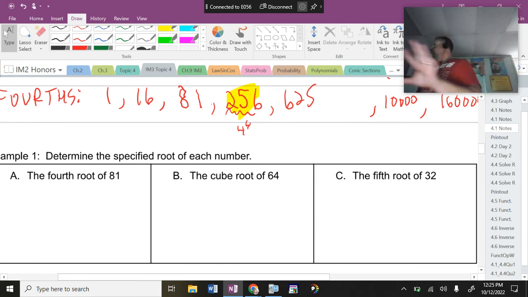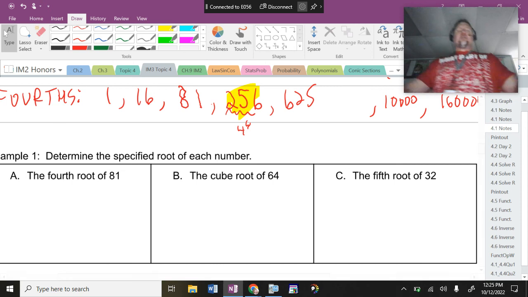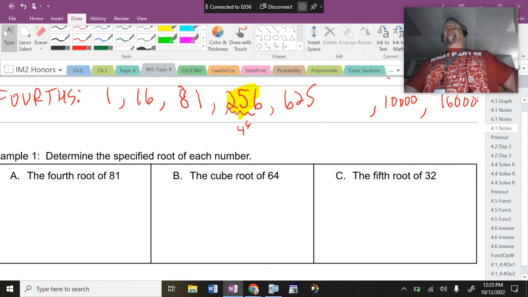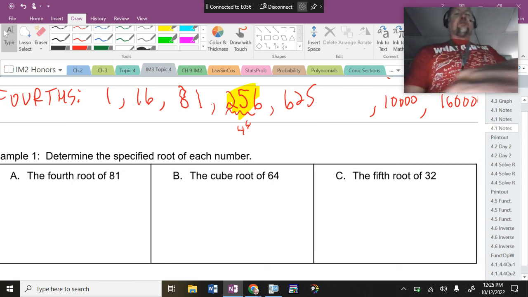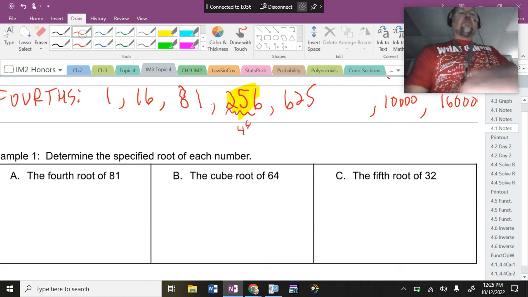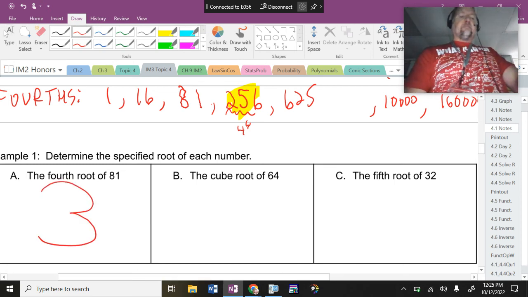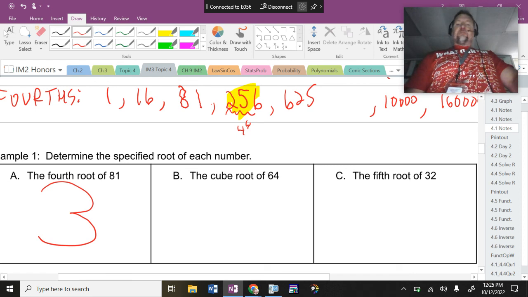Okay, there's something a little different about this, but we decided not to cover it. All we just want to ask you is, what's the fourth root of 81? What would your answer be? 3, 2, 1, go. 3. Can you see that? What's the cube root of 64? 3, 2, 1, go. 4.